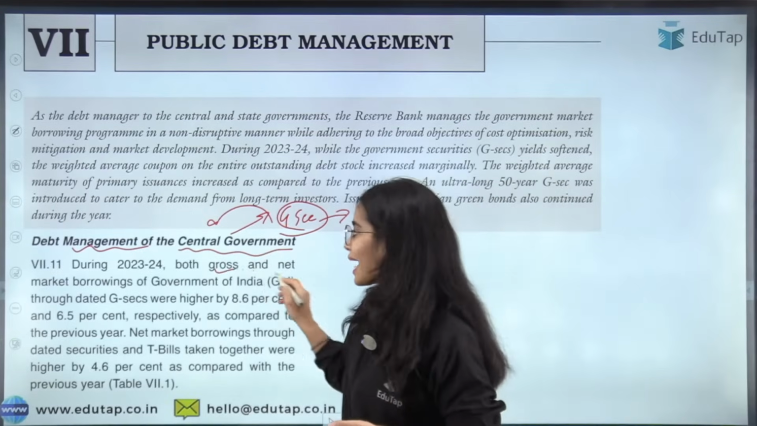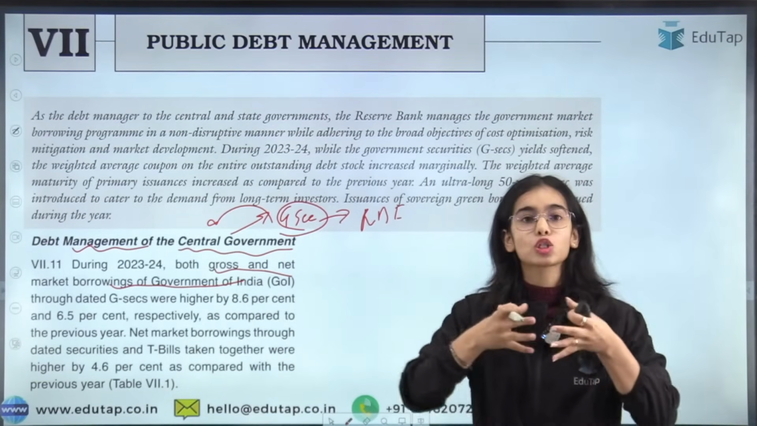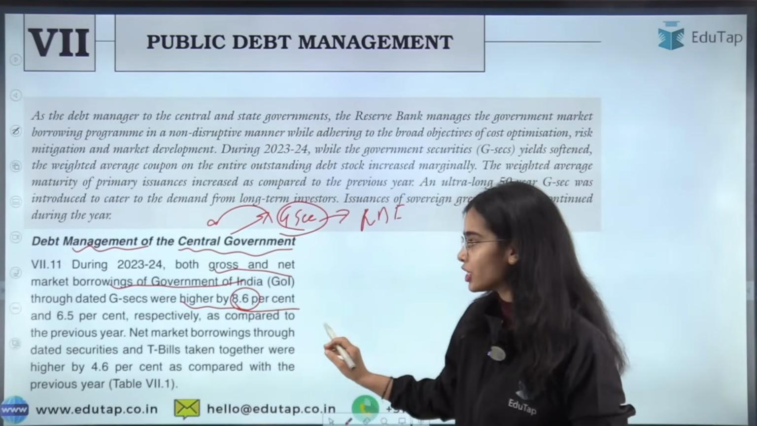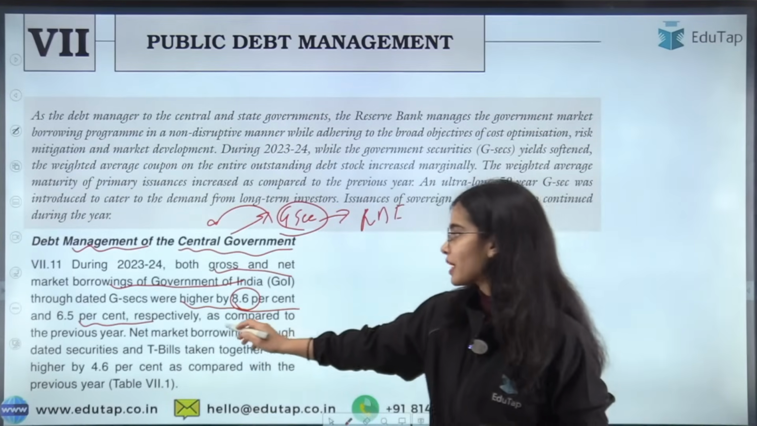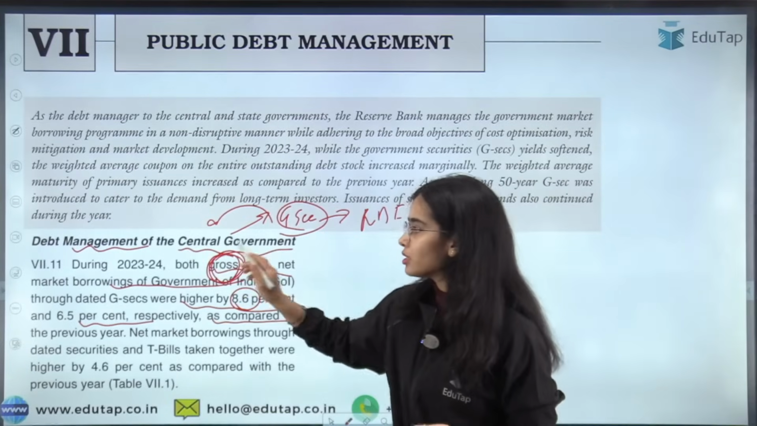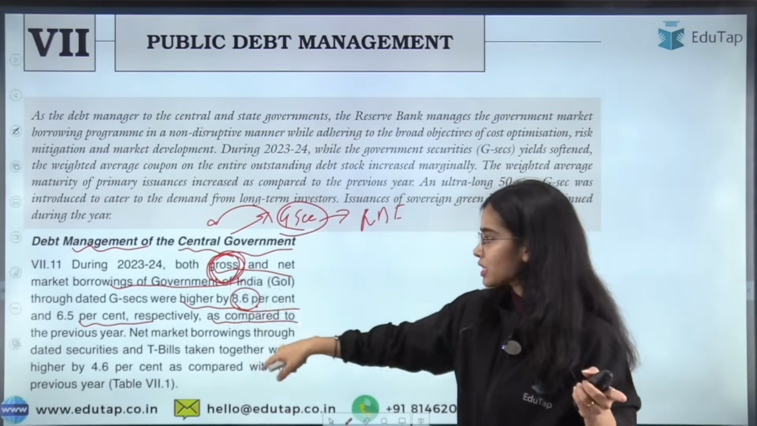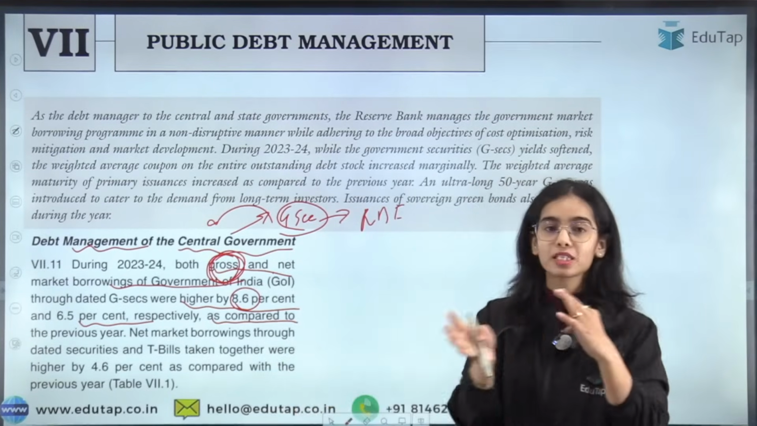So the gross and net market borrowings of the government of India through dated government securities, that is long-term government securities, were higher by 8.6% and 6.5% respectively as compared to the previous year. So gross market borrowings were higher by 8.6% as compared to the previous year, and the net market borrowings were higher by 6.5% as compared to the previous year.